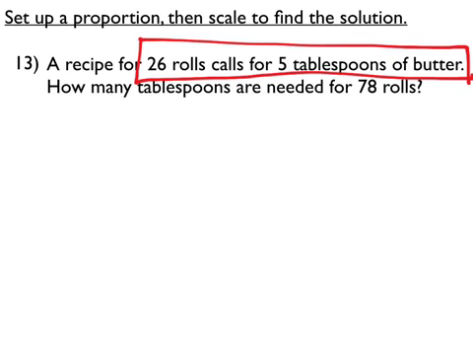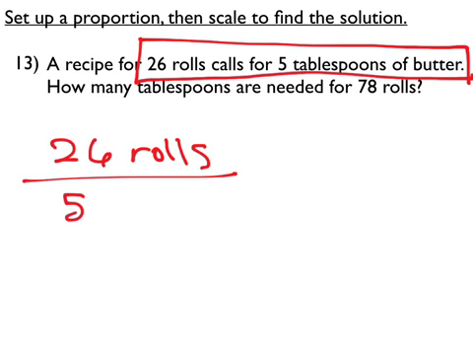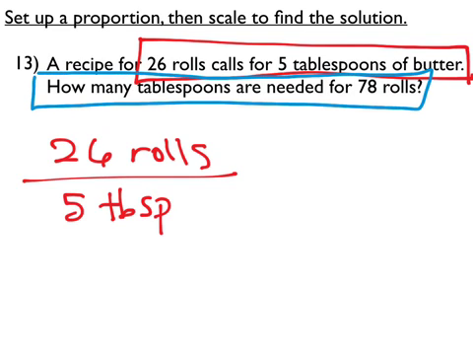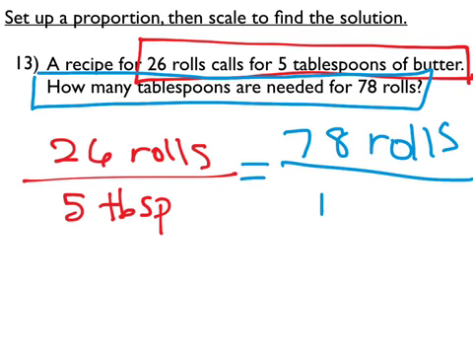We are comparing two numbers here, right? What's that called again? A ratio. Let's write that ratio down. 26 rolls compared to 5 tablespoons. And then the second half of the problem gives you the other ratio. We're setting up a proportion, so it has to be equal. And since it's equal, I need to keep the same word with same word. Which one's on top right now? The rolls are on top. So here my 78 rolls needs to be on top. And then n on the bottom.